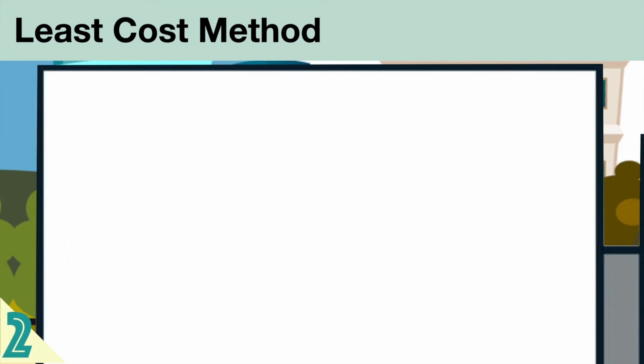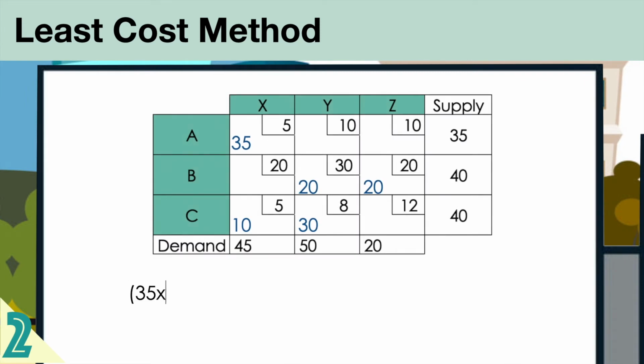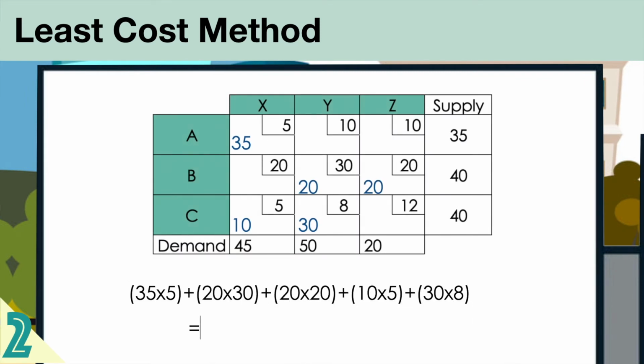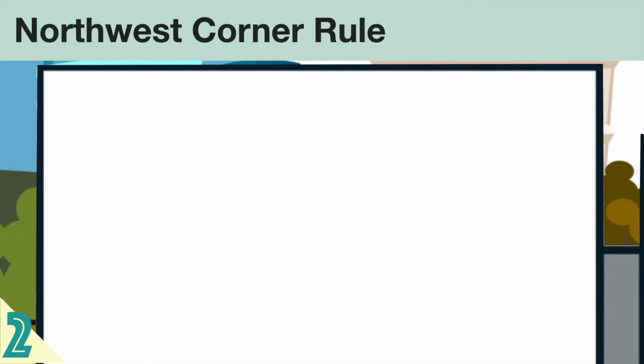We're going to compute for the minimum distribution cost. We're going to multiply units shipped by per unit cost, and the sum of all the products would be 1,465. Next is the northwest corner rule.